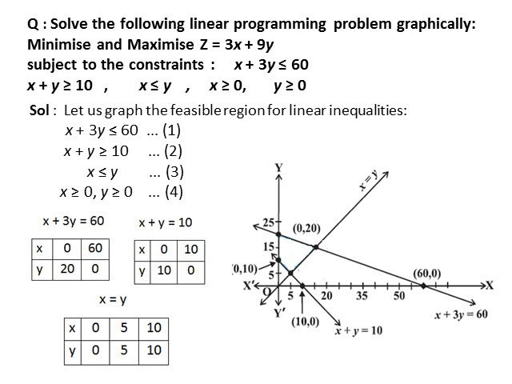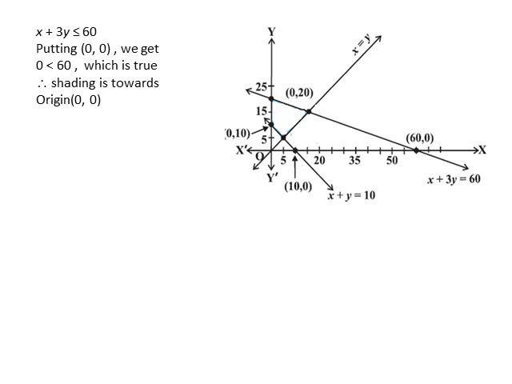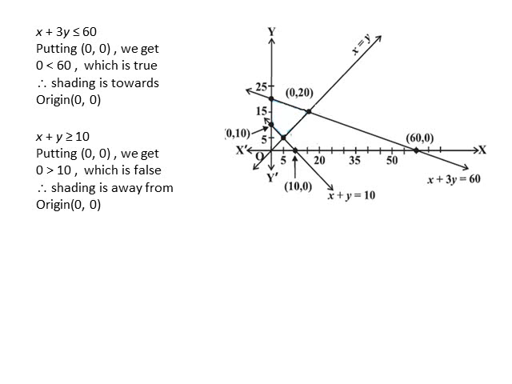Now we have to decide shading of linear inequalities. To decide shading of first inequality, put 0, 0 in the inequality. It satisfies the inequality, so shading is towards origin. To decide shading of second inequality, put 0, 0 in the inequality. It doesn't satisfy the inequality, so shading is away from origin.